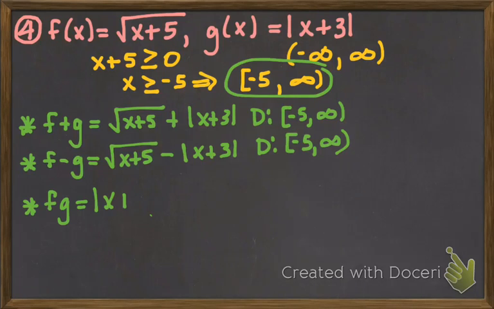And then we have fg, which is probably the strangest looking result here, because you're going to do the absolute value of x plus 3 times the square root of x plus 5, and you write it just like that. That's all you do. And again, its domain, because it is the intersection of the domains of the 2 combining functions, is -5 to infinity with a bracket to show that it can be -5.